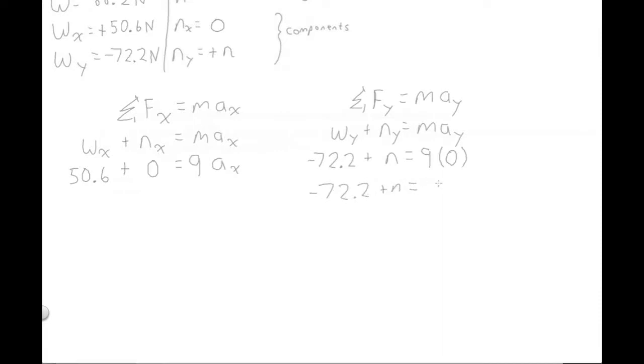The right-hand side simplifies to 0. This equation is very easy to solve by adding 72.2 to both sides. We're adding 72.2 to cancel the negative 72.2 on the left. Now we've solved to a single number, so we should put in the units. SI units for normal force are newtons, just like they are for any type of force.